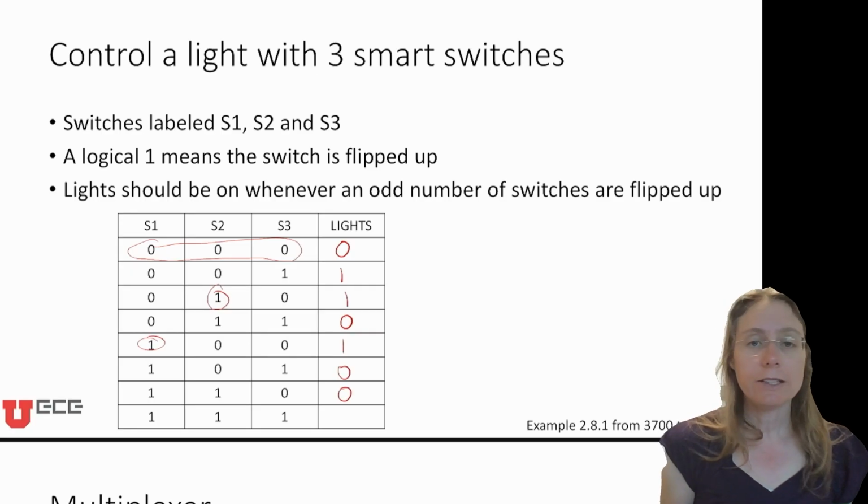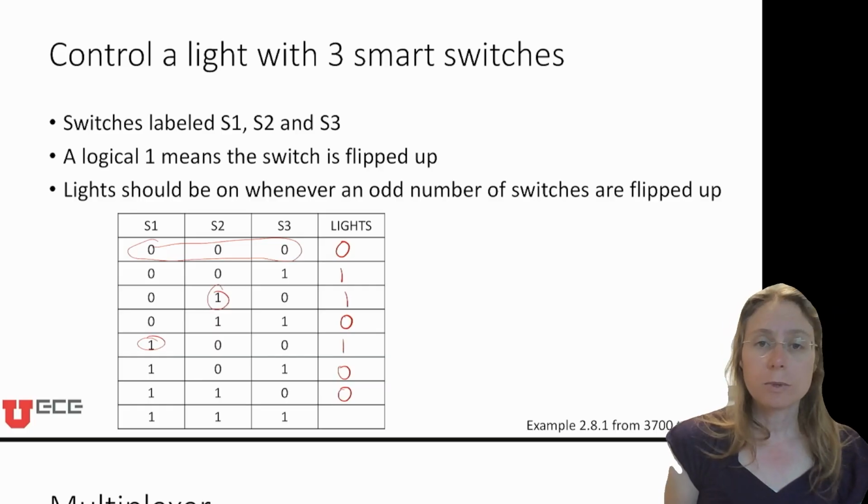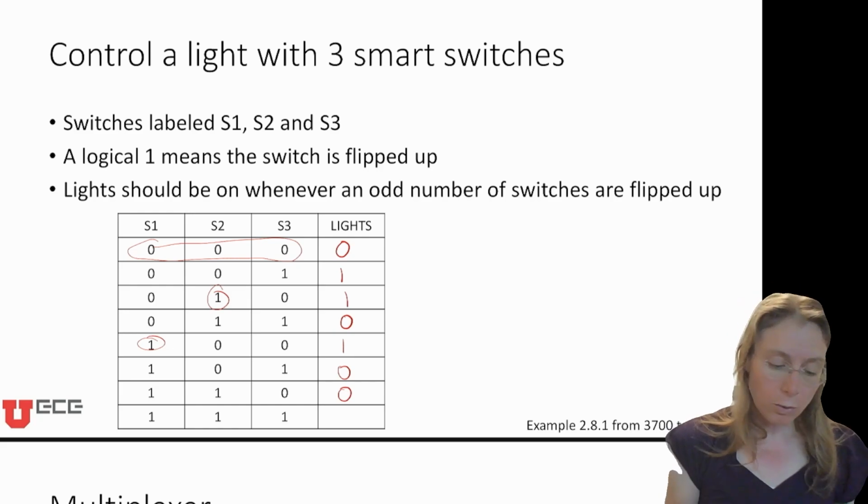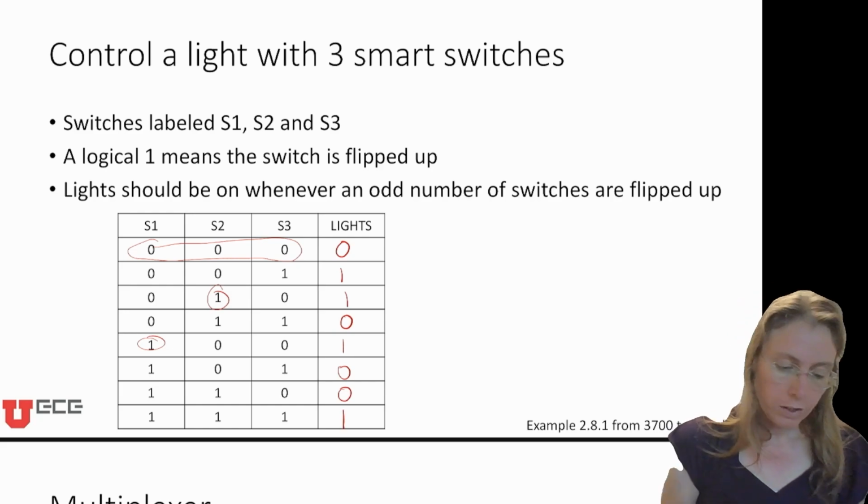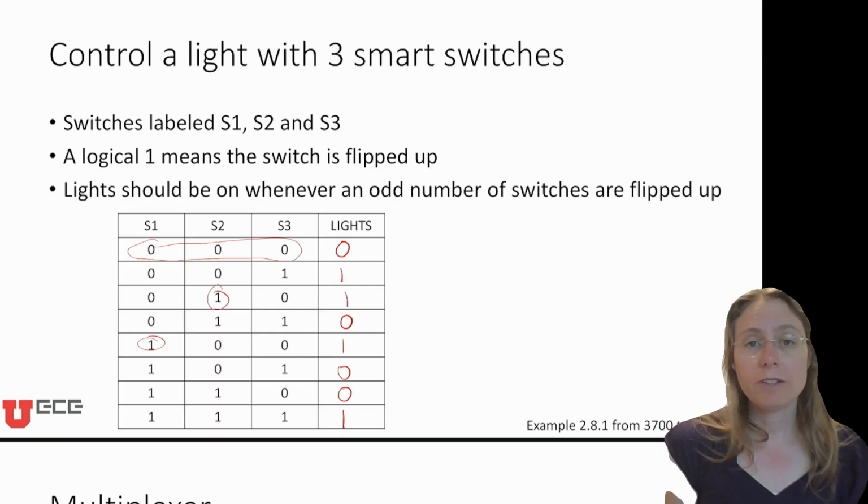And then the final case will be I could walk to the 3rd switch at this point and flip it on. So now all 3 switches are up and the lights were off before, so now I want them to go on. So it turns out that lights should be on whenever there's an odd number of switches flipped up.